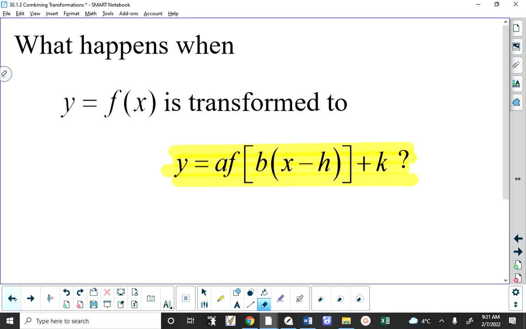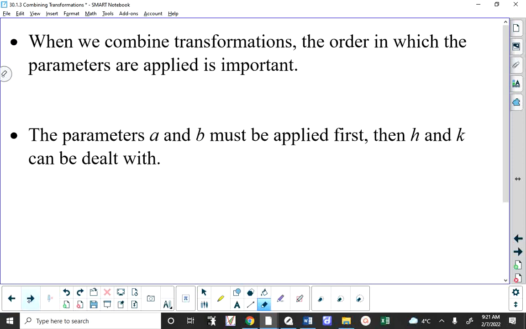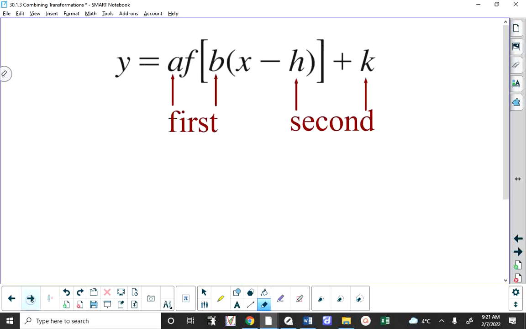But I want to make a point to you here. A and B have to be applied first. That doesn't mean you have to do A before B. You could do B before A. All that is important is that A and B are parameters that you deal with completely before you start worrying about H and K. The order of A and B doesn't matter. The order of H and K doesn't matter. But A and B must happen before H and K. Does that make sense? You understand what I'm saying there? Okay.